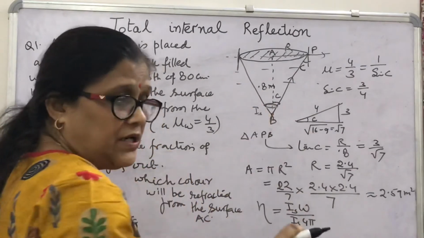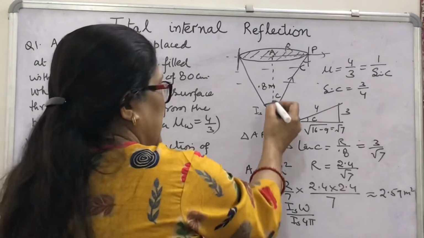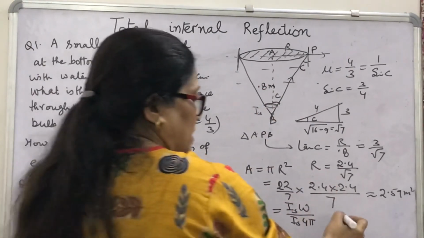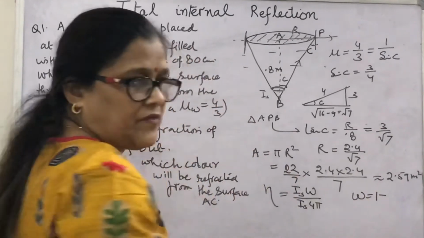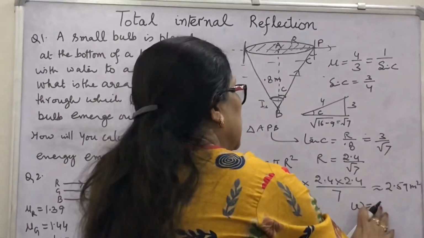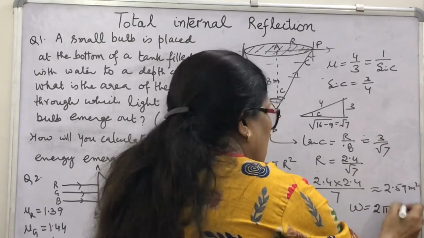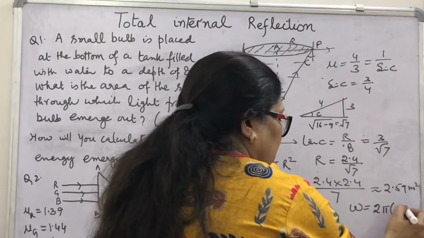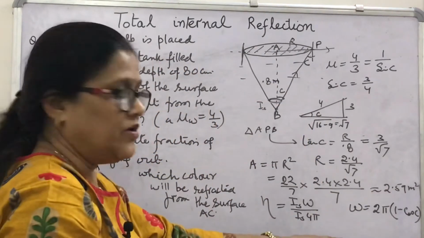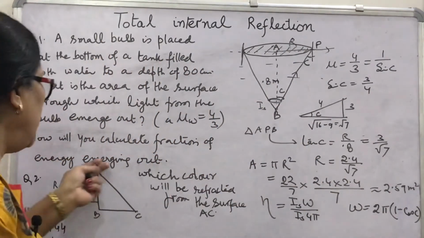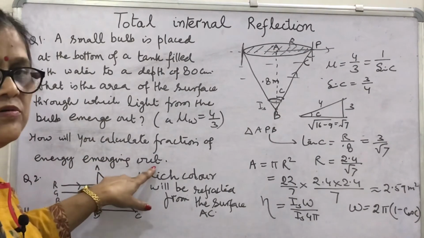What is the relation for solid angle and this angle? You can write here, I have shown this angle C. Then learn this relation between solid angle and this angle C in the figure: omega is 2 pi into 1 minus cos C. Use this and you can find how to calculate the fraction of energy emerging out.